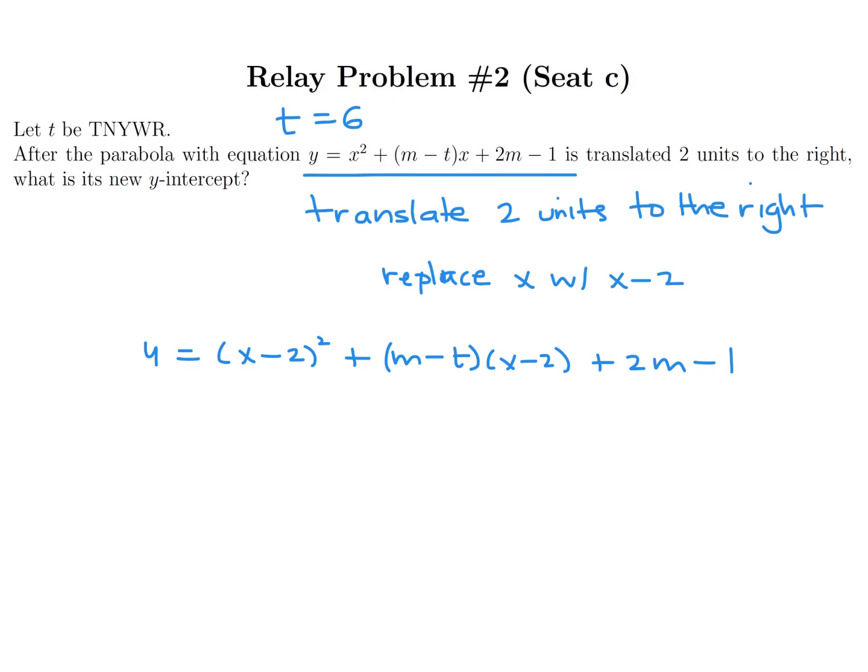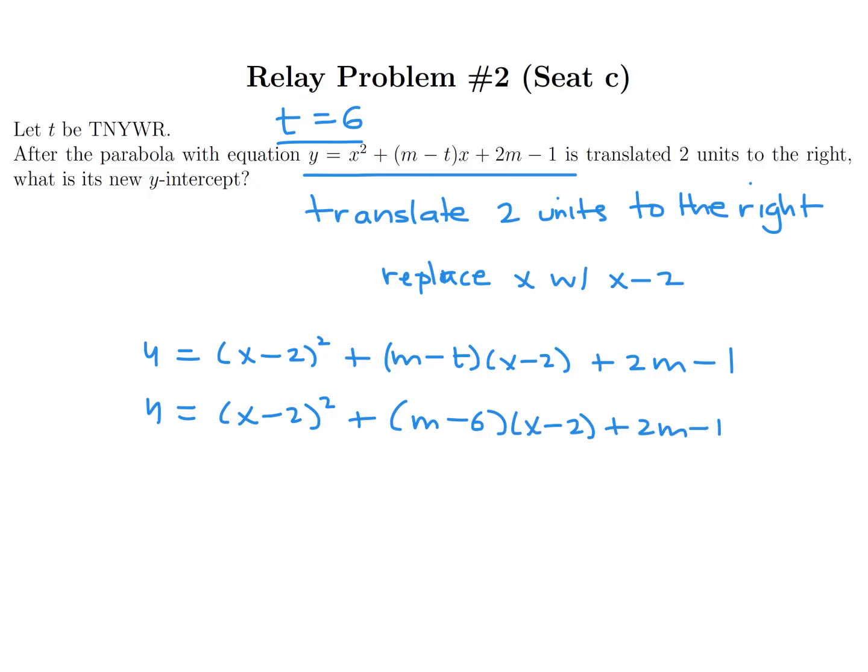Yeah, I think that's it. I'm just trying to think if there's anything else to this. I think that's it. And then take t is 6, so (x minus 2) squared plus (m minus 6) times (x minus 2) plus 2m minus 1.